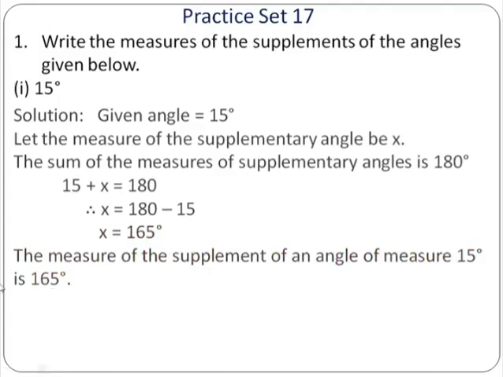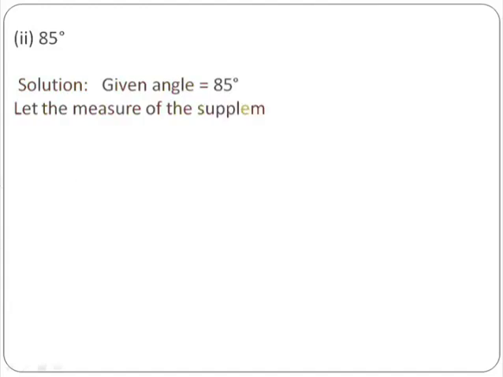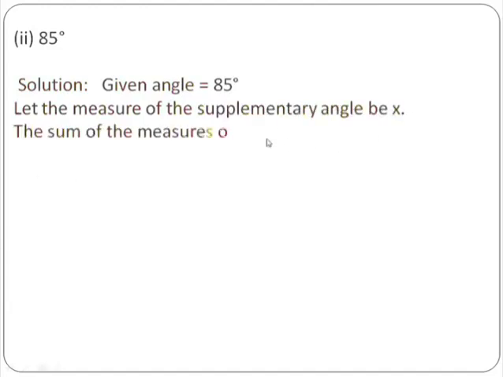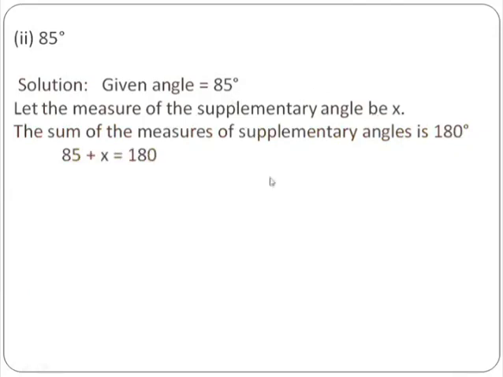Now example number 2, 85 degrees. Again, the given angle is 85 degrees. We will consider, let the measure of the supplementary angle be x degrees. Now we will write the property: the sum of the measures of supplementary angles is 180 degrees. We will get the equation 85 plus x is equal to 180.